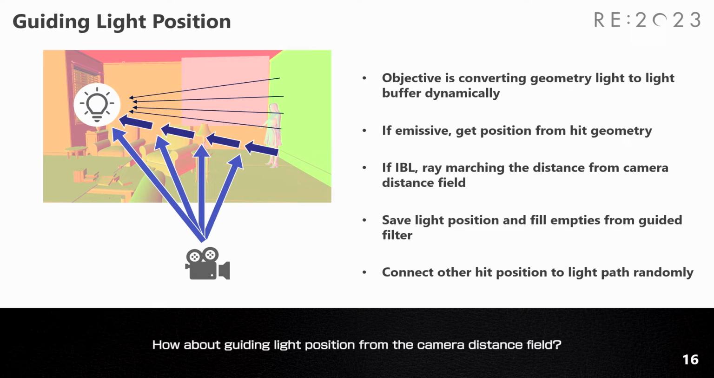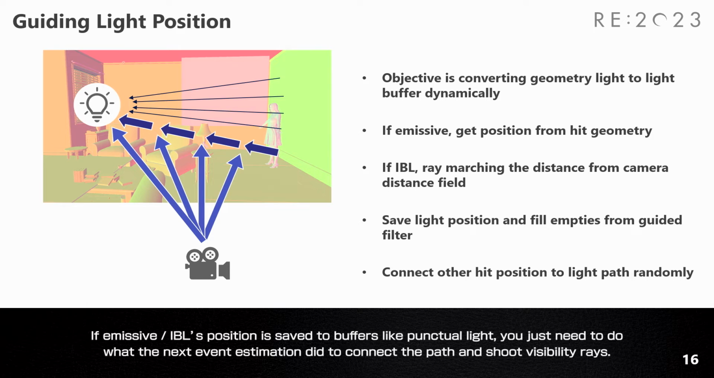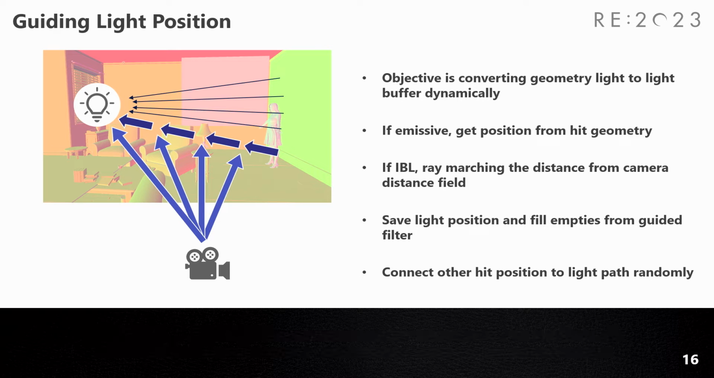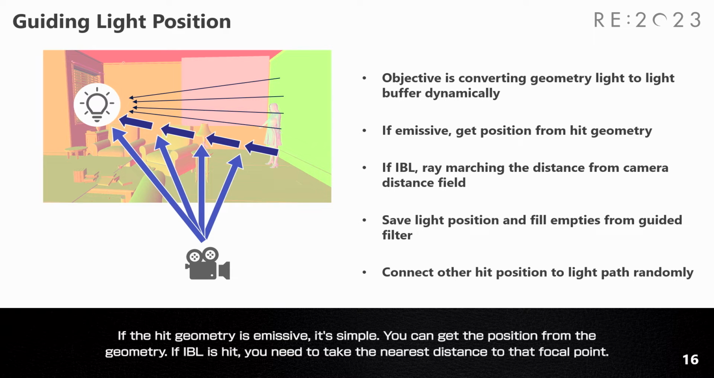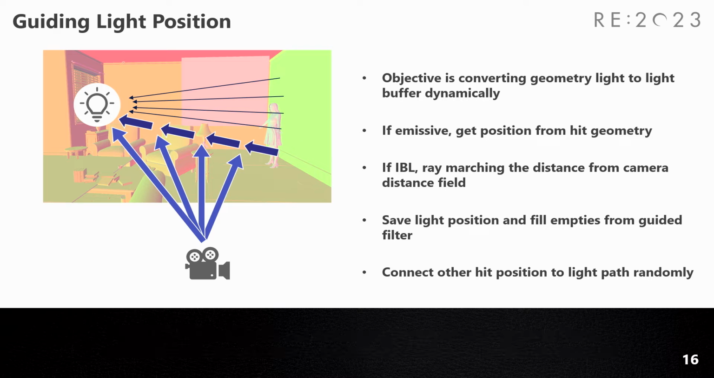How about guiding light position from the camera distance field? If emissive and image-based light positions are saved to buffers like punctual lights, you just need to do what next event estimation does to connect the path and the short visibility rays. If the hit geometry is emissive, it's simple. You can get the position from the geometry. If IBL is hit, you need to take the nearest distance to that focal point.